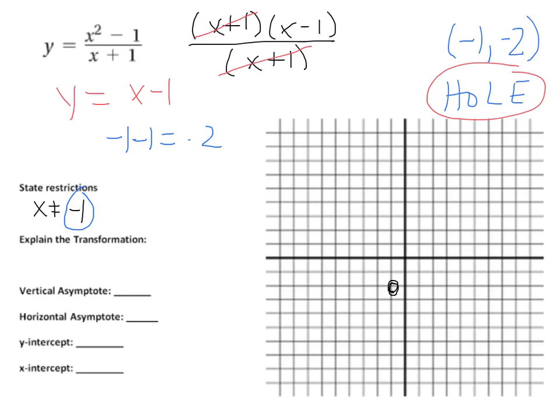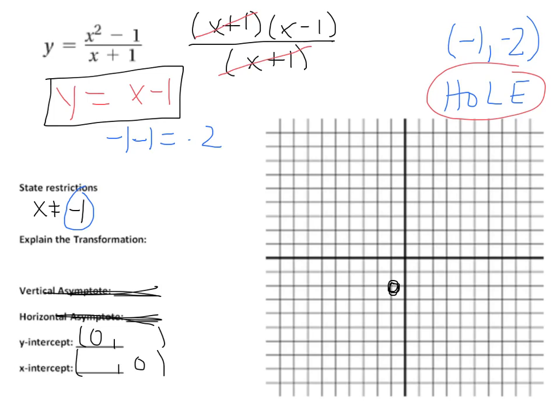So draw your hole. So whenever you have just the equation, like a linear equation, there's not going to be any asymptotes, so I don't have to figure out what those are. However, you still have to figure out what your x and y intercepts are. So make sure to do that right now by yourself. And your 2 points should be at 0, -1, and at 1, 0.